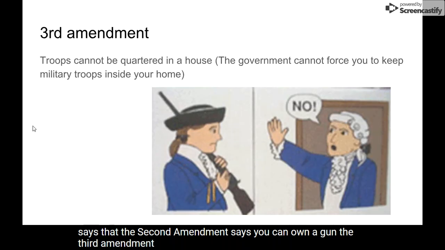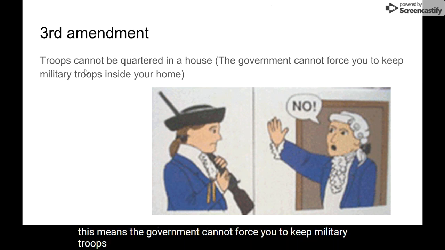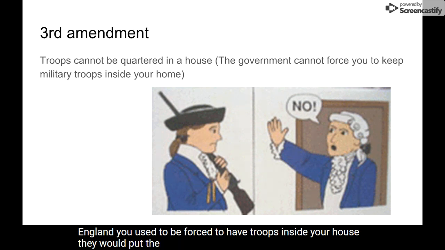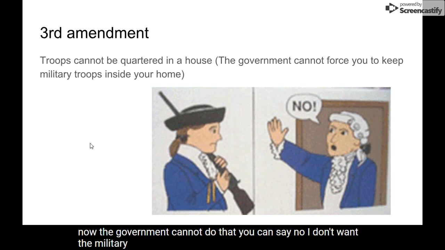The Third Amendment is troops cannot be quartered in a house. And this means the government cannot force you to keep military troops inside your home. When the United States was part of England, you used to be forced to have troops inside your house. They would put the military in your house if they're in the area. But now the government cannot do that. You can say, no, I don't want the military to live in my house tonight.